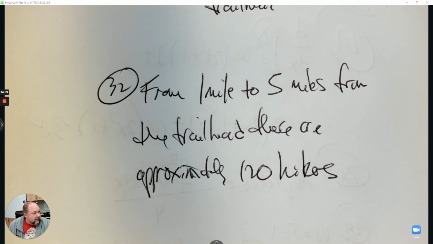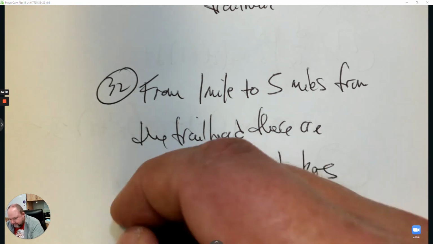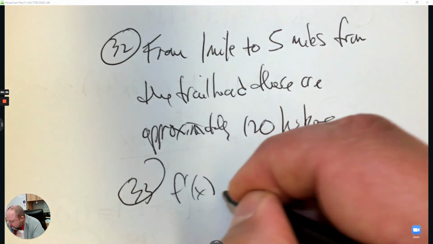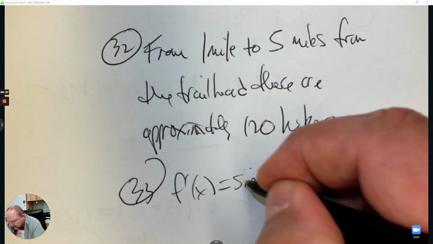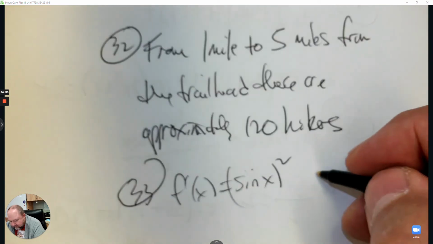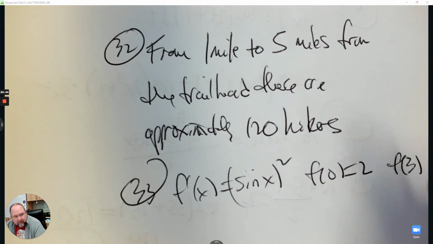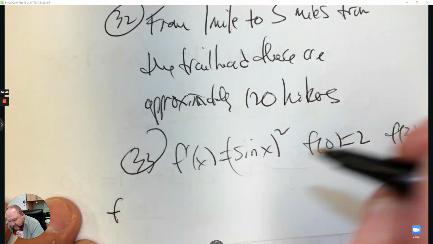And then 33, last one. We can get there. Man, we got it. The derivative is sine x squared. If f at 0 equals 2, find f at 3. You ready? This is a starting value problem.